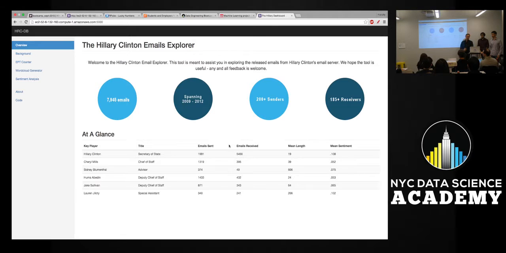The takeaway here is we did not learn whether or not Hillary was a crook or was breaking the rules, but we thought it would be useful to provide a tool to people so that they could find out for themselves, since there's so much discussion around this. And just a quick review of the information that we had to work with.